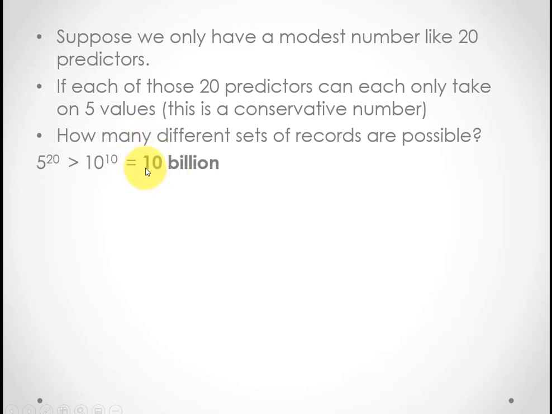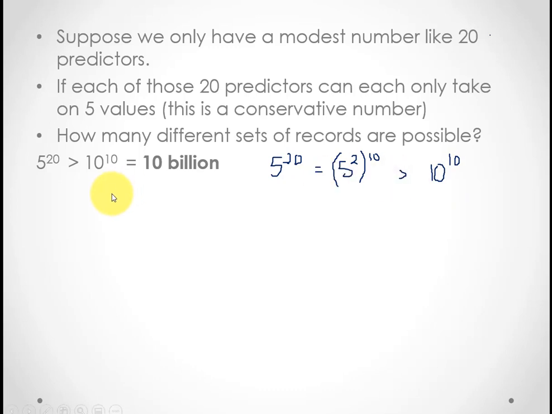The answer is it's greater than 10 billion, because if you do the calculation, you'll recognize that it's 5 to the 20th. So 5 times 5 times 5. So 5 to the 20th is equal to 5 to the second to the 10th. The 5 to the second is 25. So this is greater than 10 to the 10th. So 5 to the 20th is greater than 10 billion. An absolutely huge number of records are possible. So with a modest number like 20 predictors, each with 5 possible values, there are more than 10 billion different possible combinations of values.